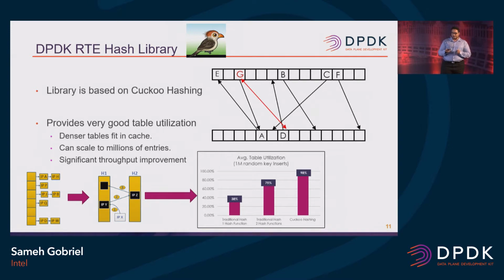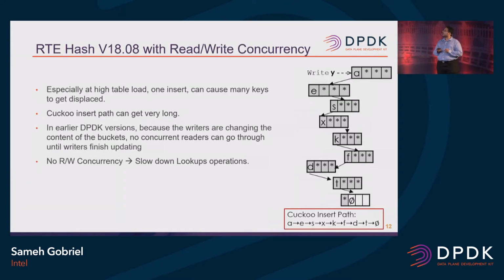And what we have done in 18.08 is to add read-write concurrency for the hash table. So read-write concurrency means that while you are writing in the table, while you are inserting flows in the table, you can still simultaneously read your keys out. You don't have to stop the reads, you don't have to stop the lookups until your writes have finished.